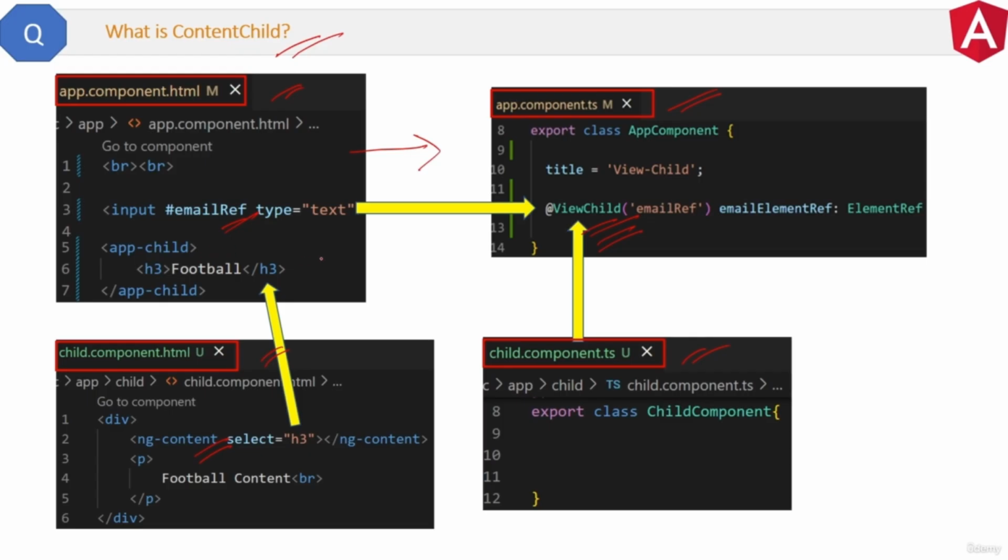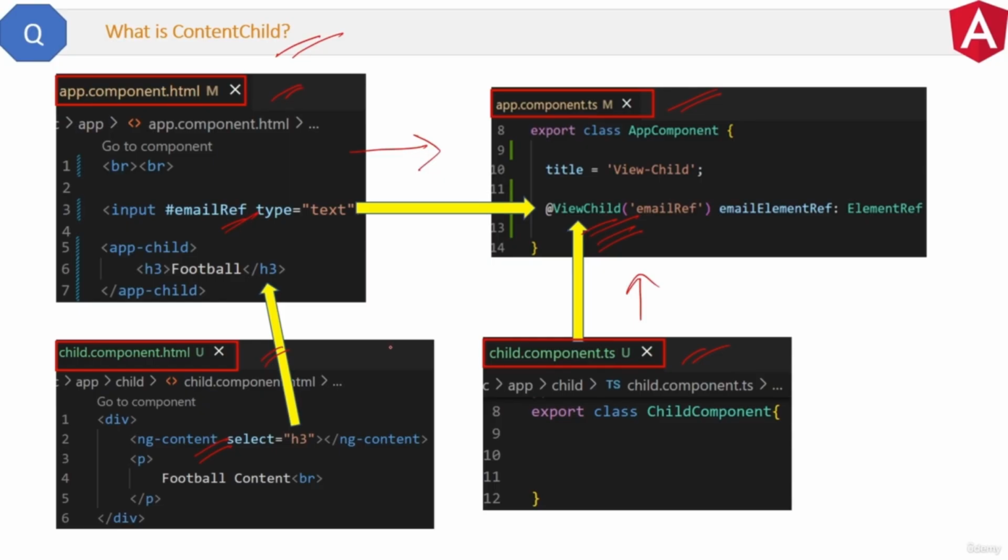Remember this name, projected content. Now we have covered almost all content transfer techniques. We have covered from one component HTML to another component HTML, and from one component class to another component class. Now what is the use of content child then? What content will it transfer?